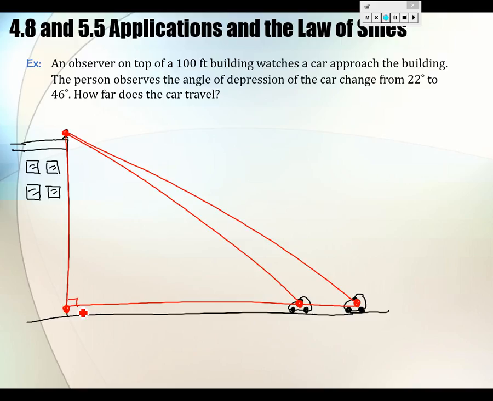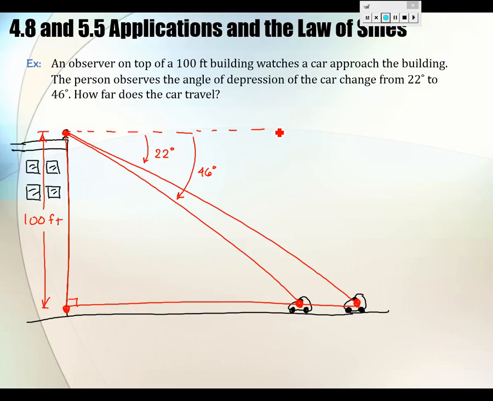Cool. 100 feet. Is that distance there? And 22 degrees is the angle of depression first. Is that, by the way, us seeing the car come toward the building if we're 22 degrees, and then the angle of depression is 46 degrees? That is the car coming closer, isn't it? Okay. Good. That's, I think, all the information from the problem you put onto the diagram, isn't it?